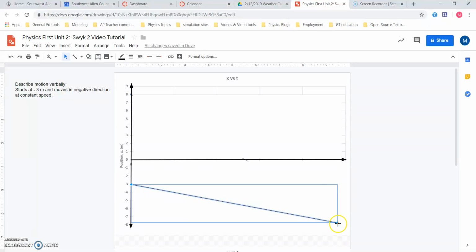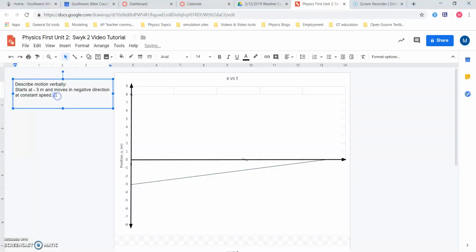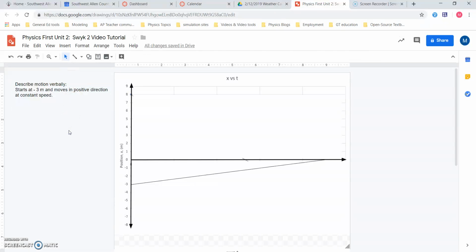Or maybe it looks like this. I'd say it starts at negative 3 meters and moves in the positive direction at constant speed. So remember, the slope of this graph, the position time graph, gives you the velocity. The steeper it is, the faster it's moving. So hopefully this helps you out a little bit.